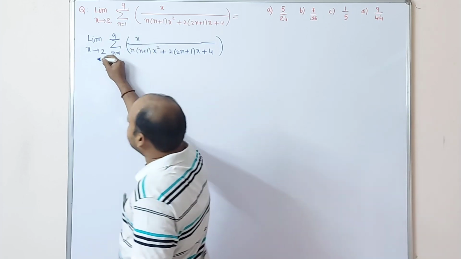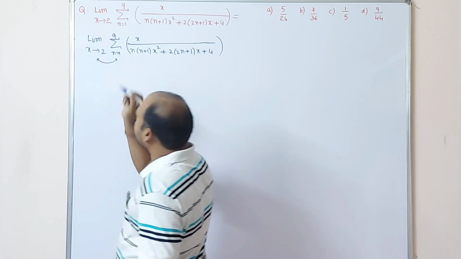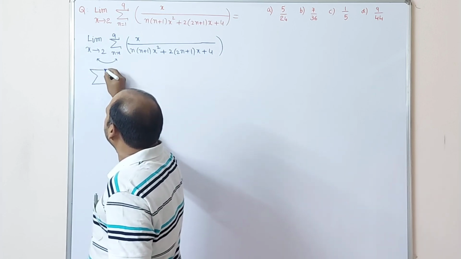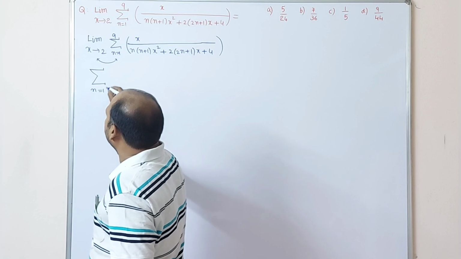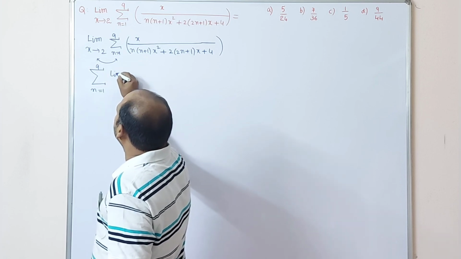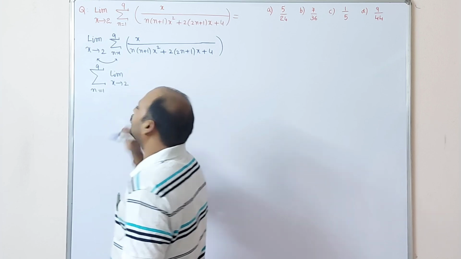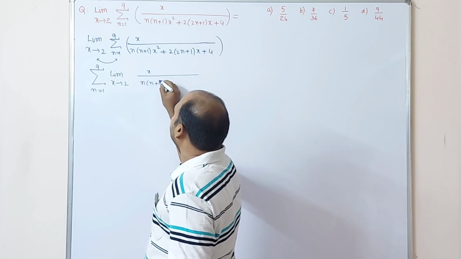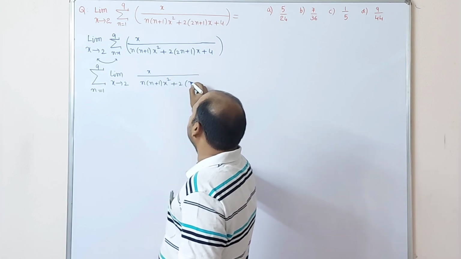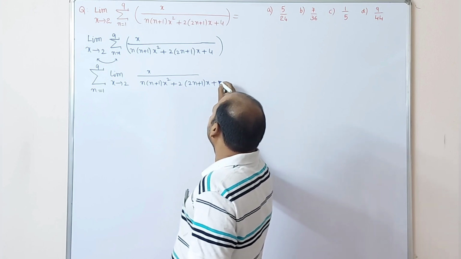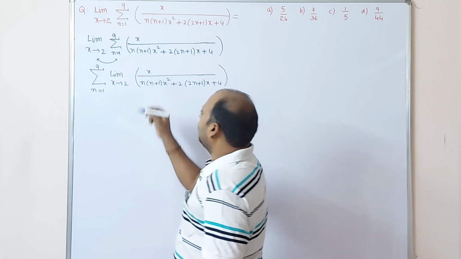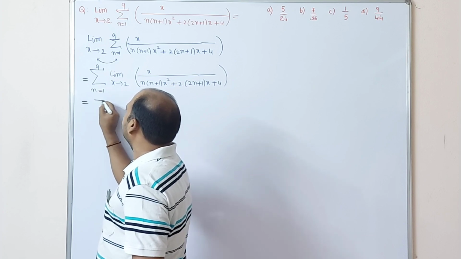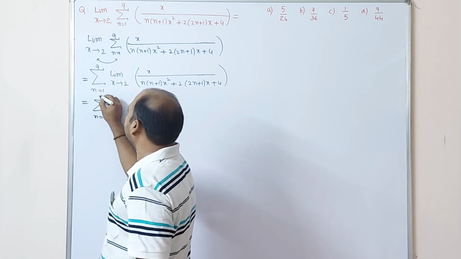First, we have to interchange limit and summation. Then it will become sigma or summation n is equal to 1 to 9, limit x tends to 2, x by n into n plus 1 into x square plus 2 into 2n plus 1 into x plus 4. Now first substitute the value of x is equal to 2. Simplify the limit, then we will go for summation.